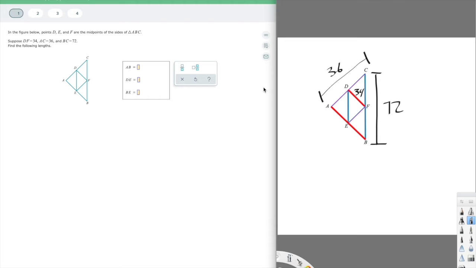So the first one is AB, which is this side. So if this is 34, remember that means this guy's 34 and this guy's 34, because I could cut this piece and it would fit perfectly right on top of there. So the total length is going to be 68.